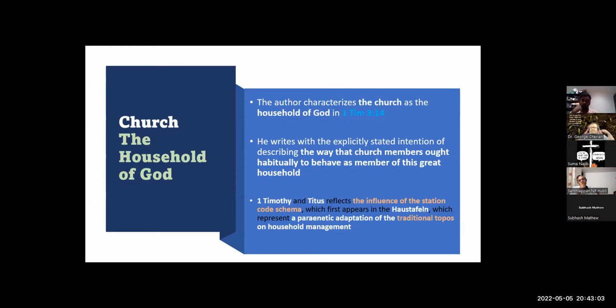Paranetic means with an emphasis to change the audience's thinking. Paranesis means you're speaking in such a way as to make change in them. Paranetic adaptation means Paul uses the station code schema to help the community to change, to transform. These are ethical instructions. Basically, it is to change the person who is listening. A paranetic adaptation of the traditional topos on household management.